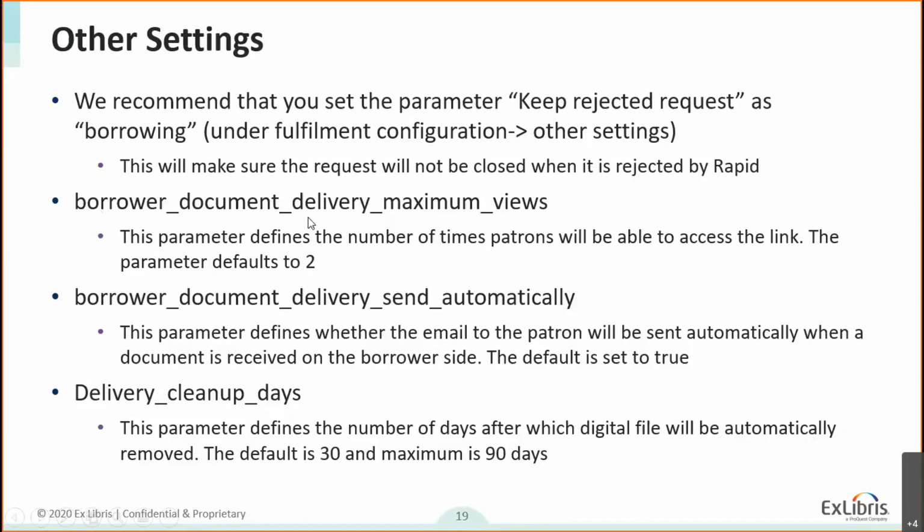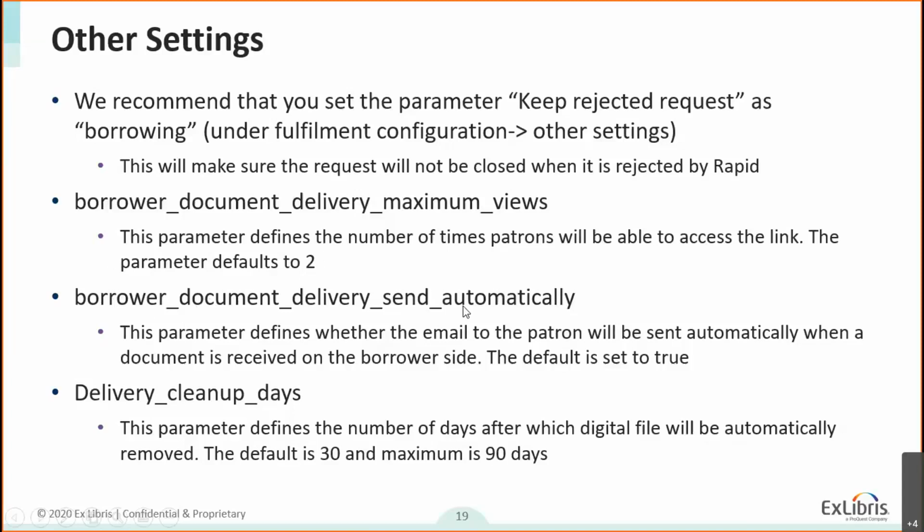The borrower document delivery maximum use parameter controls how many accesses the patron will have to that resource once the patron receives it. As we'll see, the patron will receive an email from Alma with a link to the article. The access to the link is limited. Out of the box, the patron can access that article 2 times only. You can change that to whatever number you want, but this, of course, is to enable control of the accesses and to be able to meet copyright requirements that we have locally.